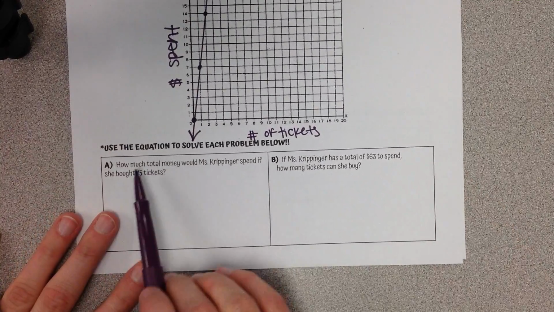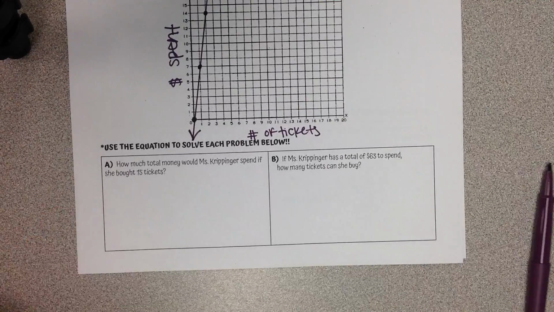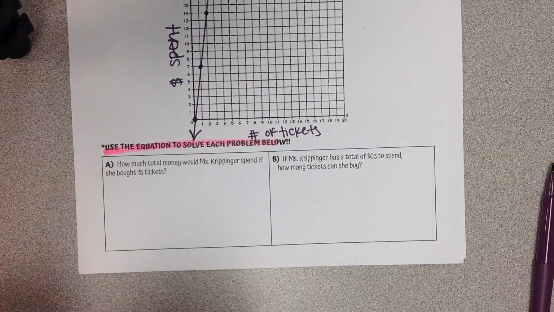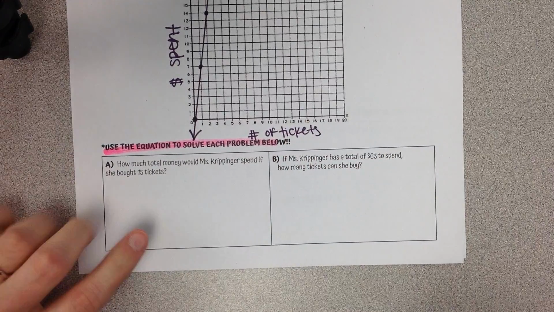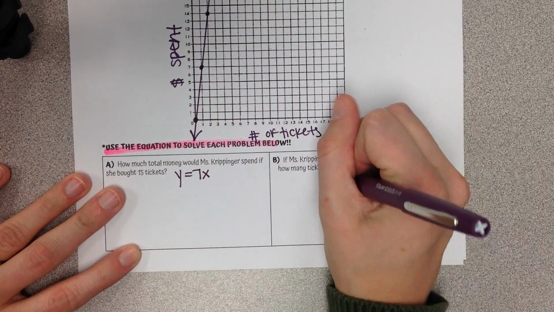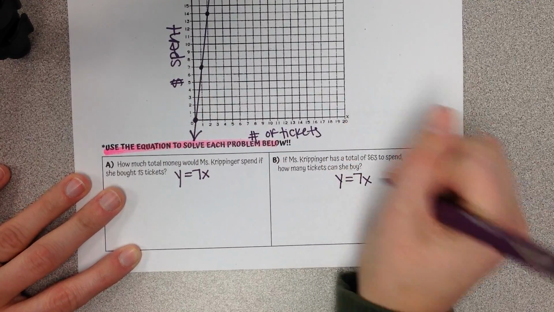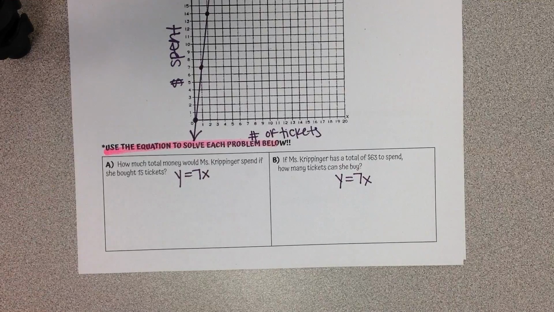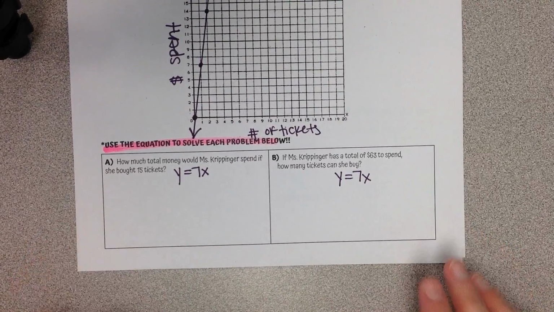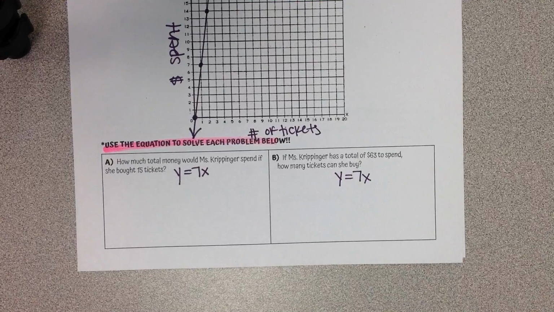Now, it's important to note this part, we have to use the equation to solve each problem below. So right away in these, I'm going to write y equals 7x. That is the equation we are given. Okay? So, let's look at this first question. How much total money would Miss Krippinger spend if she bought 15 tickets?